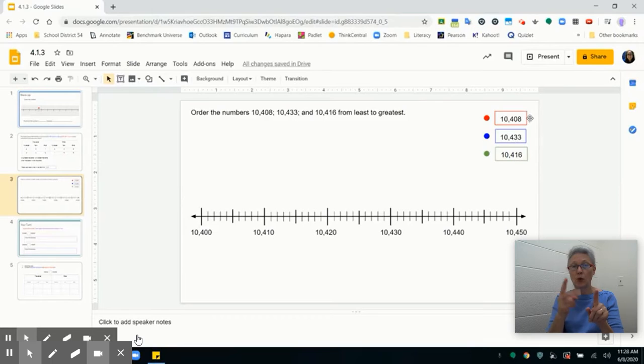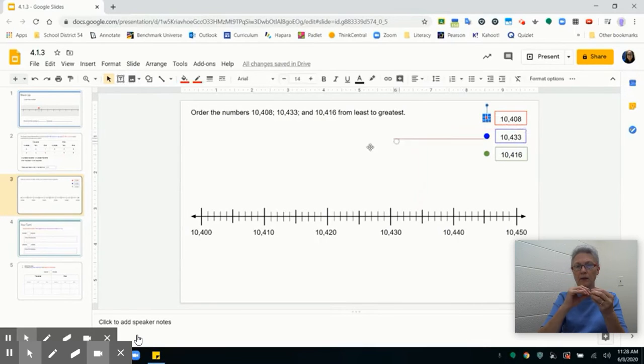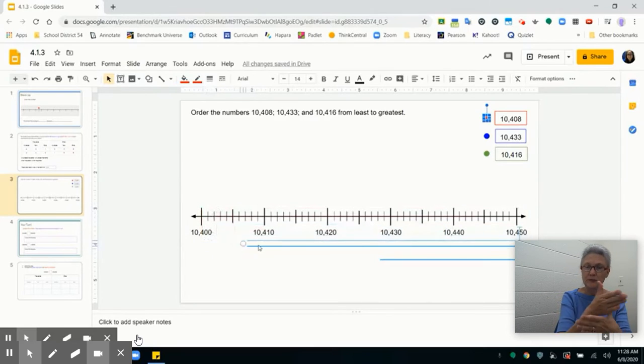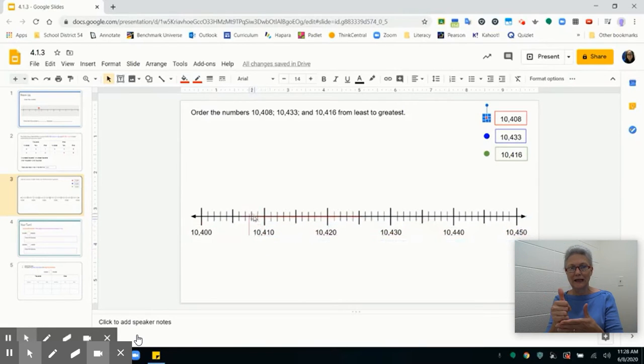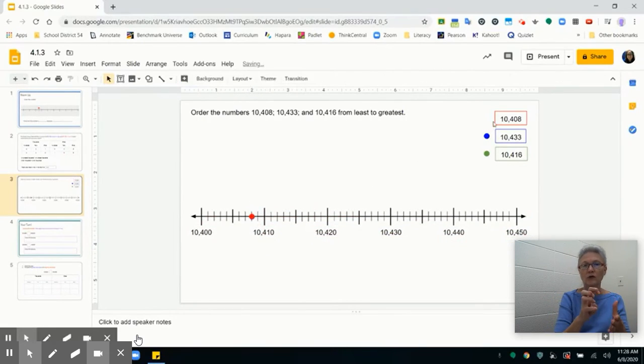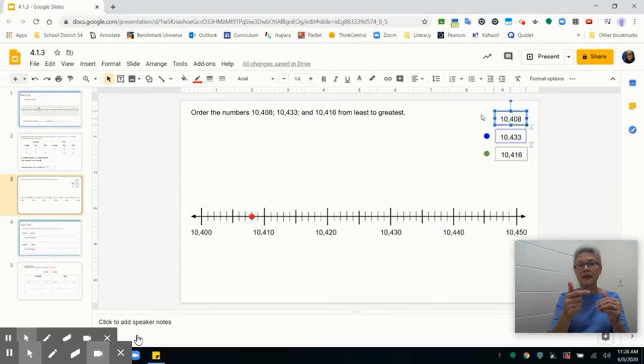When I look at the number 10,408, I see that it has a 0 in the 10s place, so I know that this is my least number. If I want to place this on my number line, I notice that it's counting by 10, and so I know that's going to be placed between 10,400 and 10,410. 10,408 is 2 less than 10,410, so I can place it in that position on my number line.